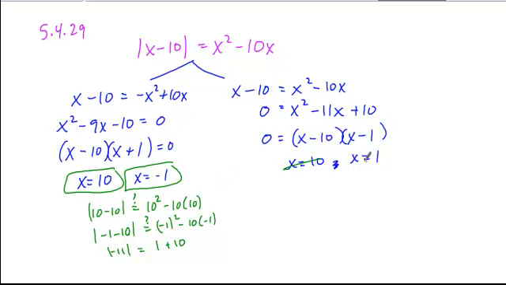I can test my last number, 1. Absolute value of 1 minus 10, does that equal 1 squared minus 10 times 1? So I can see right here, the absolute value is going to be 9, which does not equal negative 9, so 1 is extraneous. So the only two solutions are negative 1 and 10.